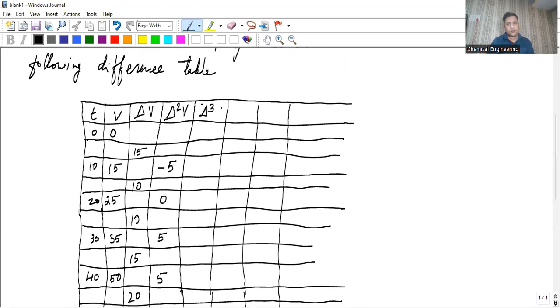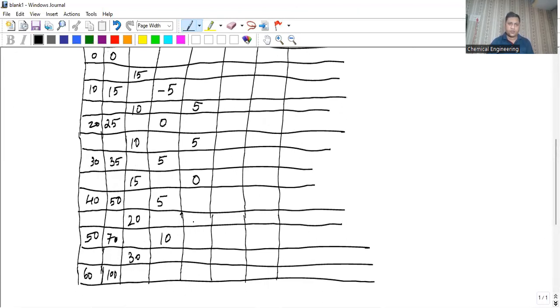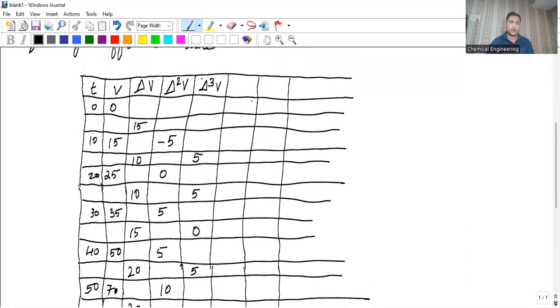Now we consider the third order difference. So we have delta cube v. So this will be 5. Is that okay? This is going to be 5. Are you getting this? Yes, sir. Good. This is going to be 5. This is 0. Okay. So what will this difference be here? 5. Good.